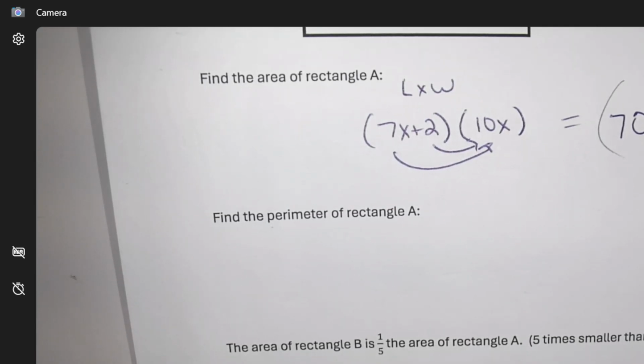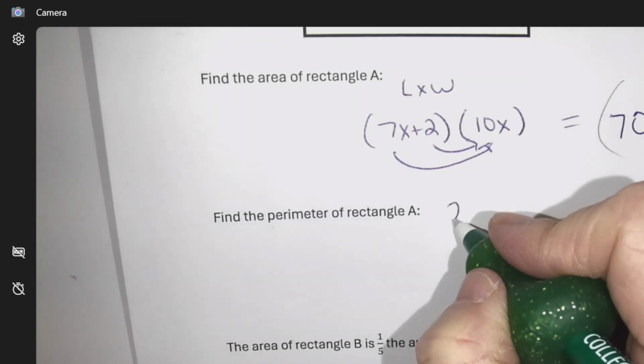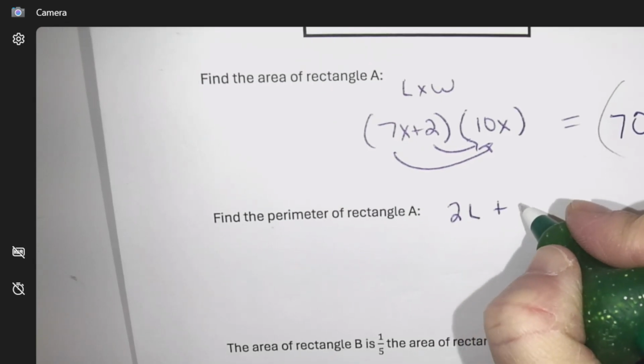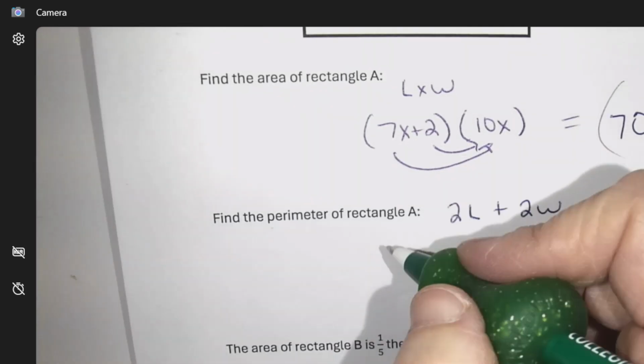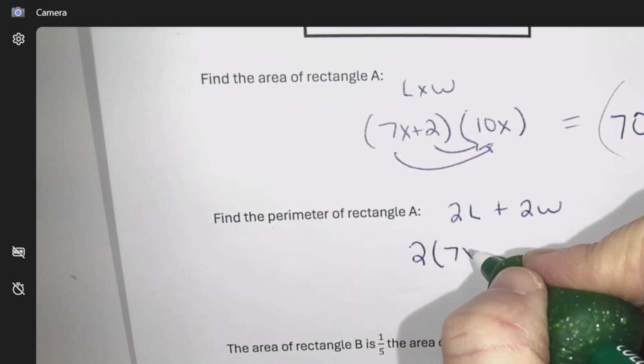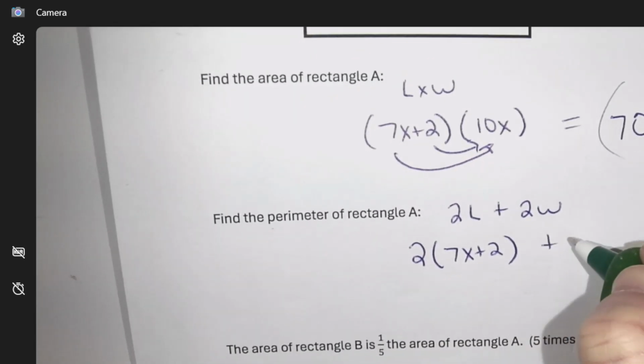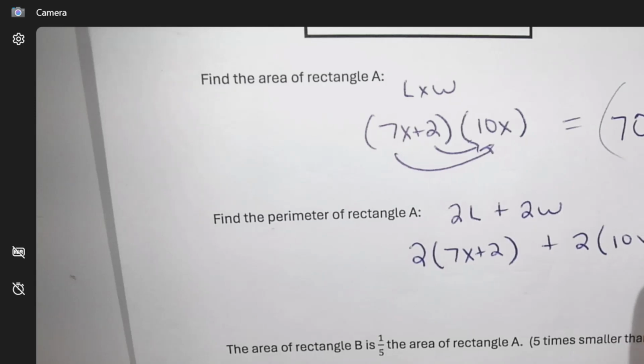Perimeter of this rectangle. So I need to have 2 of the lengths and add 2 more of the widths. Add, or you can add them all individually. So 2 of the lengths plus 2 of the widths.